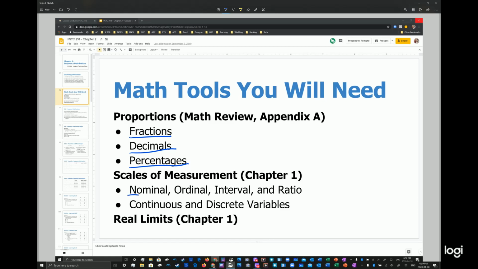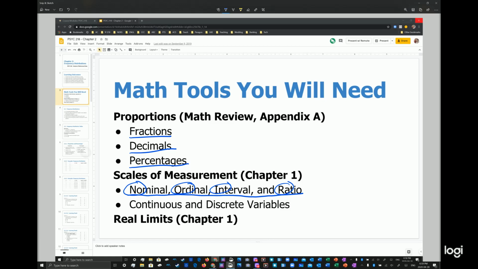You also need to apply the stuff that we learned from the last chapter about the different scales. Nominal, remember name, ordinal, think order, interval, and ratio. Interval is the one that doesn't have an absolute zero value. It could be arbitrary or no zero. And ratio does have an absolute zero value.